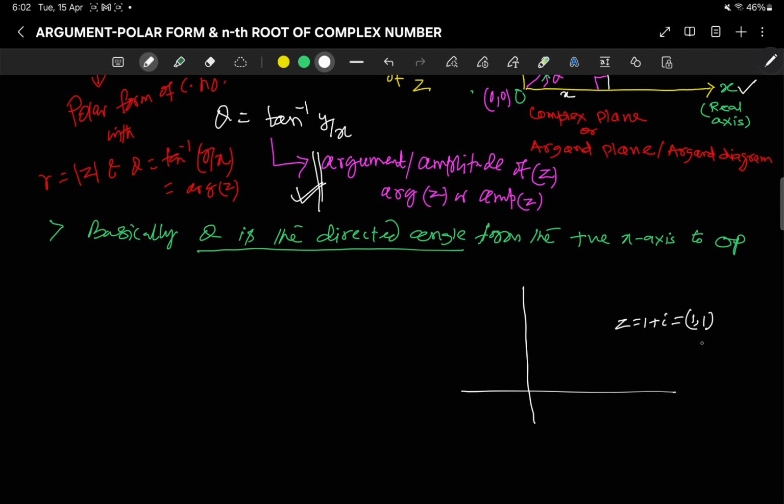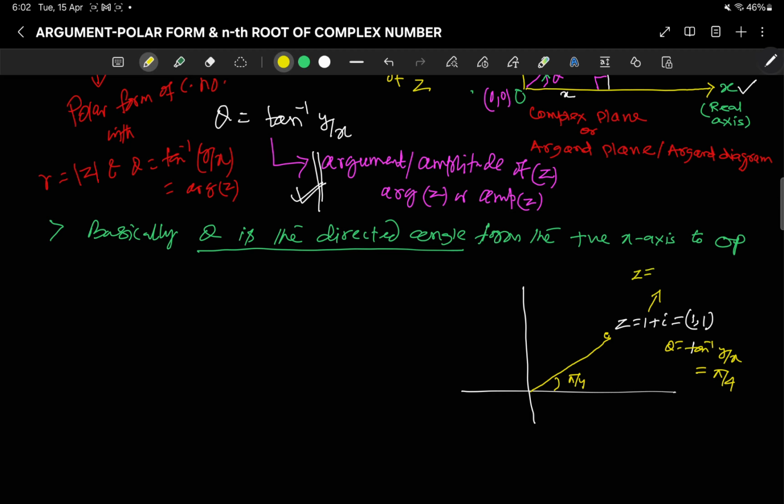Tan inverse y by x is your theta, which is pi by 4. So how can I write it? If this is my point P here, then this angle should be pi by 4.